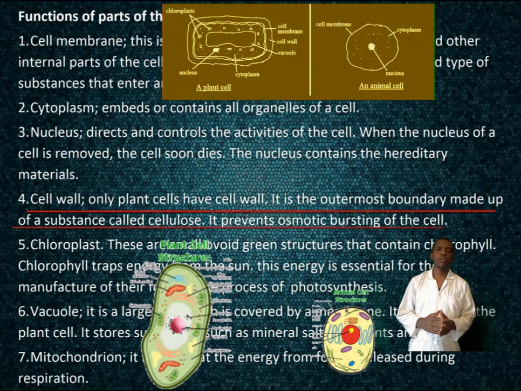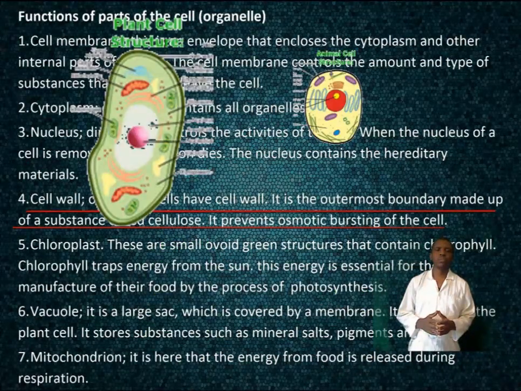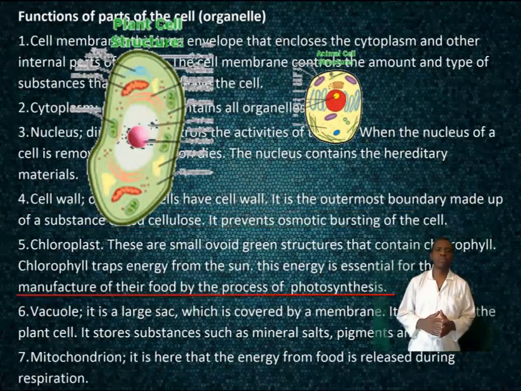4. Cell wall. Only plant cells have cell wall. It is the outermost boundary made up of a substance called cellulose. It prevents osmotic bursting of the cell.